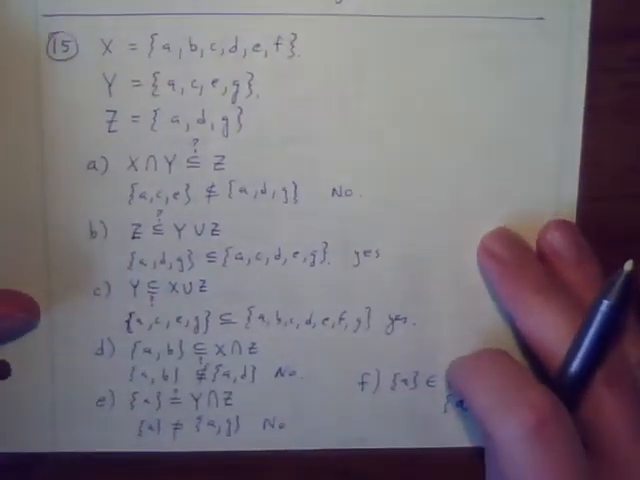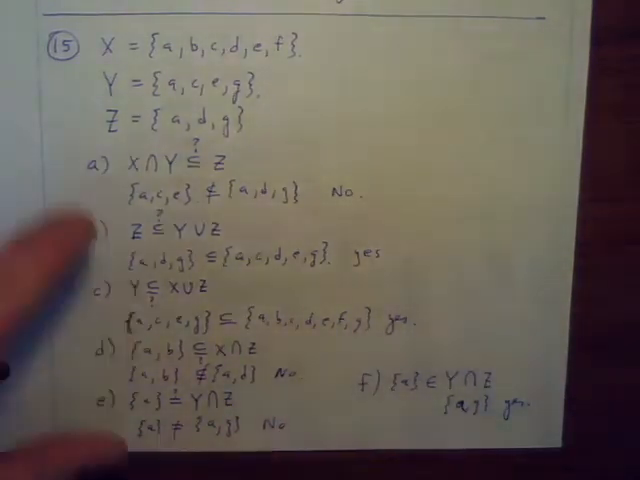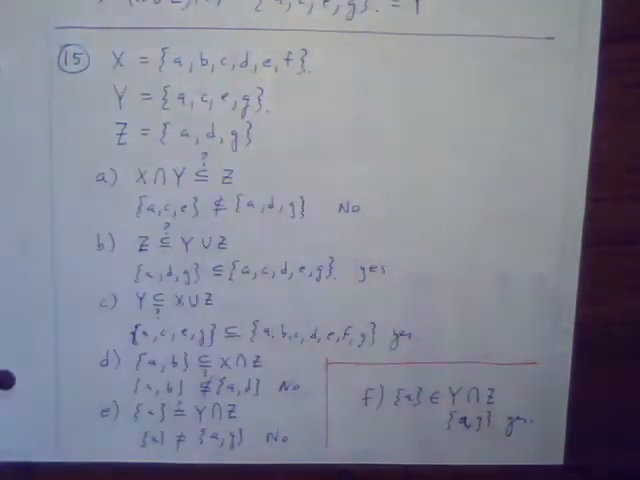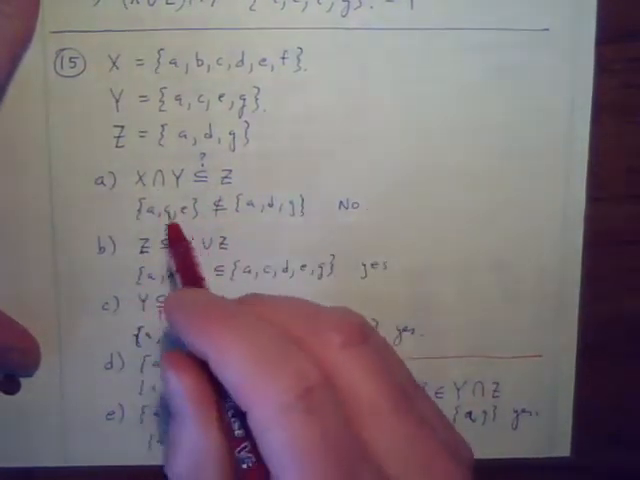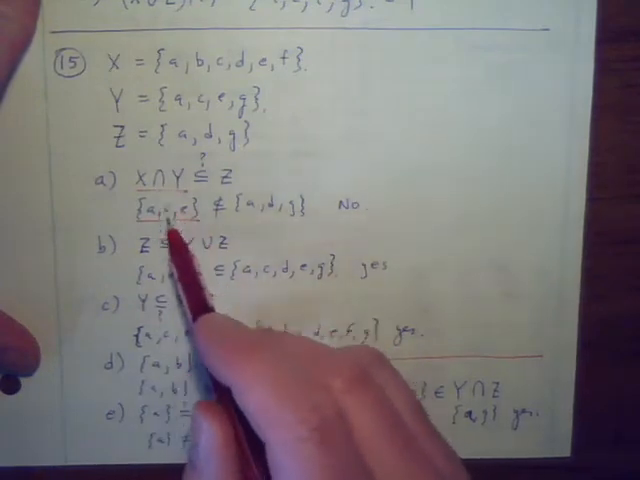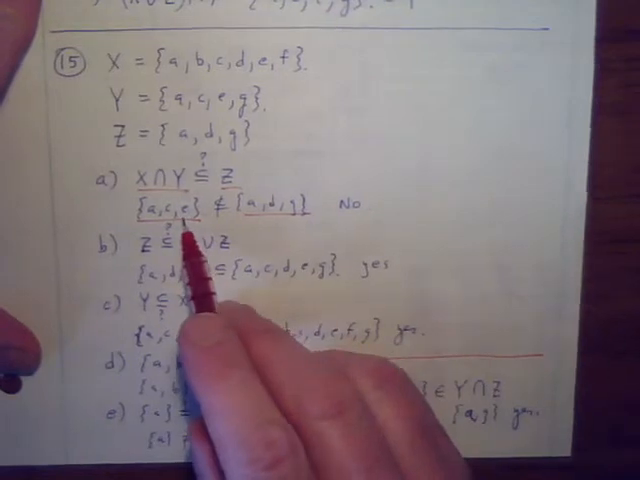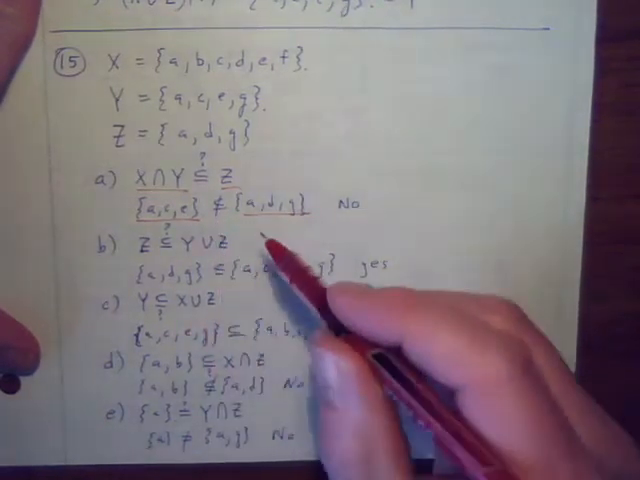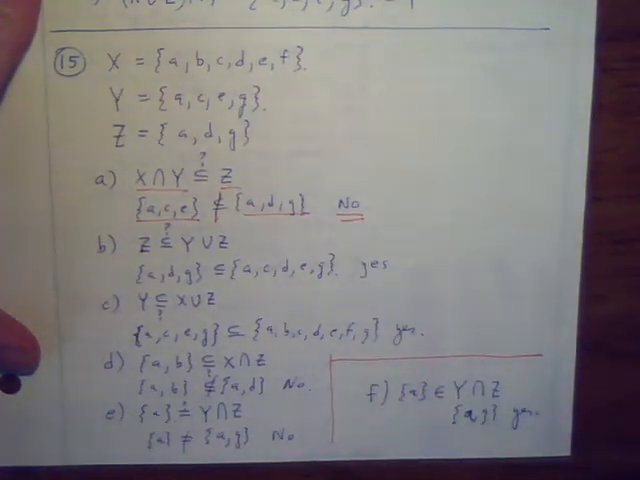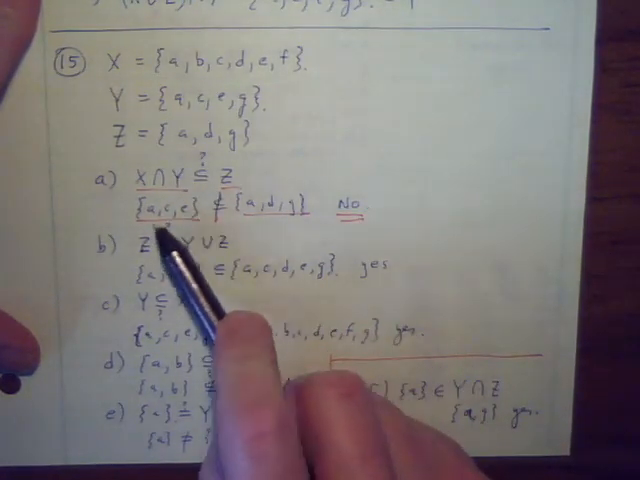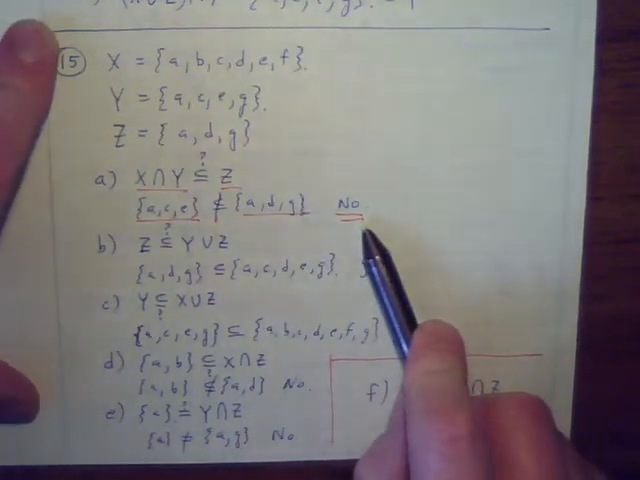Number 15 uses the same sets, and it has A through F here, asking you if the statement is true. And basically on these, when it's asking about subsets, I'm going to go ahead and draw out the exact set, which is the left-hand side and then the right-hand side, and then ask myself, is it a subset? And if it's not, I'm going to slash it out and say they're not equal. And indeed, that's what happens. X intersect Y is ACE, whereas Z is ADG. It's not a subset, so I say no.